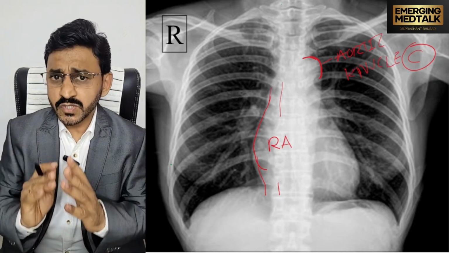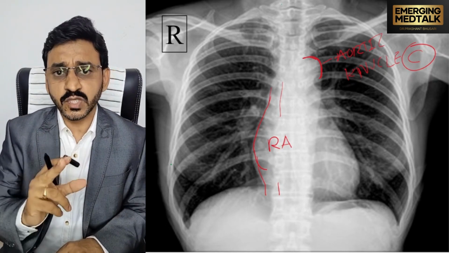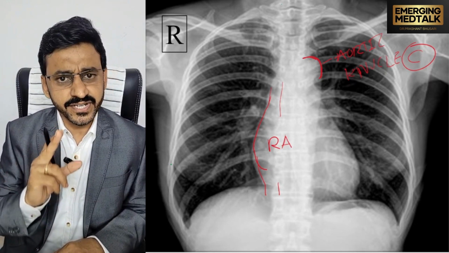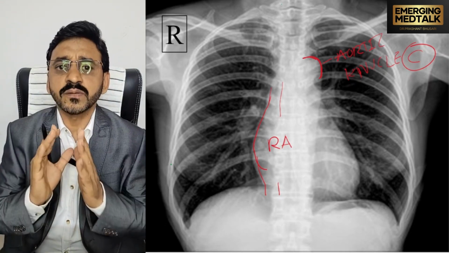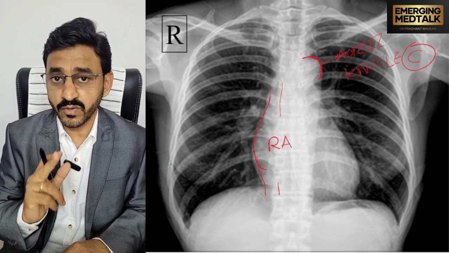Aortic knob. This projection arises when the arch of the aorta runs posterolaterally to become the descending thoracic aorta. At that point, it makes a projection, a prominence on the X-ray. This is what we call the aortic knuckle or aortic knob.